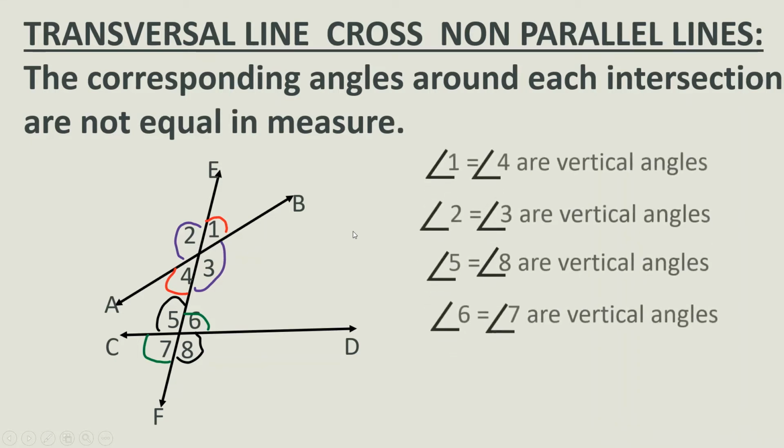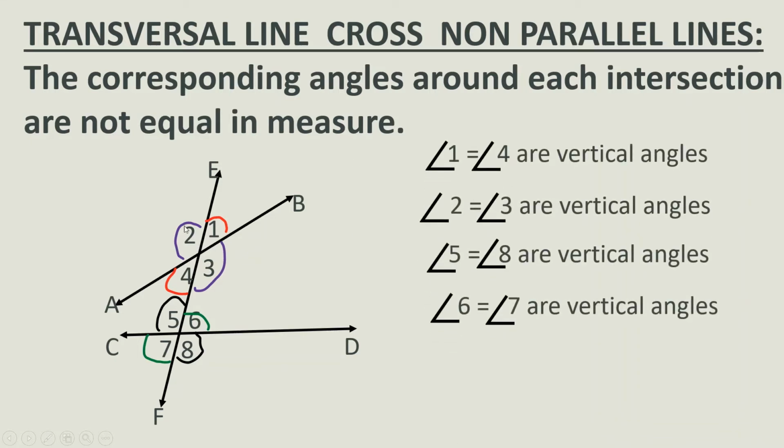But even if they don't cross parallel lines, they will still have vertical angles. Angle 1 and angle 4 are vertical angles, 2 and 3 are vertical angles, 5 and 8 are vertical angles, and 6 and 7 are vertical angles. Let's draw a transversal line.